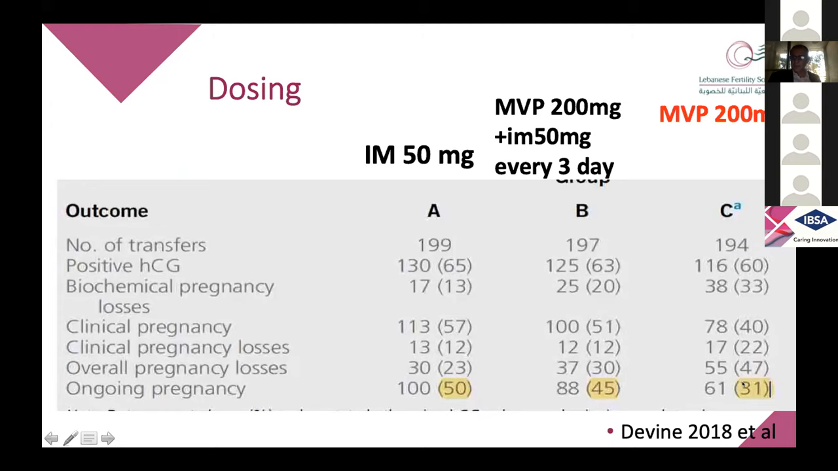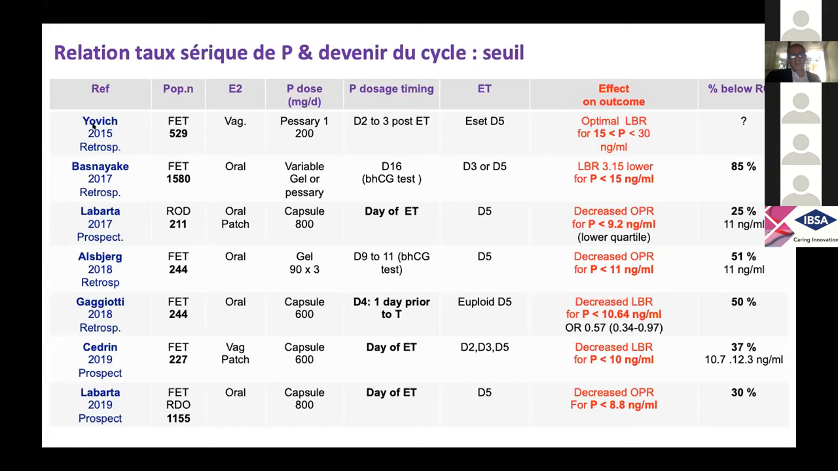So it's better sometimes to use intramuscular, or intramuscular plus vaginal. In this study by Devine in 2018, if you have low progesterone, you will have a lower pregnancy rate. This is a review, recently, since Yovich in 2015, he showed that when you have an HRT cycle and use vaginal progesterone with the pessary, if the progesterone is less than 15, you have a decrease in pregnancy rate.